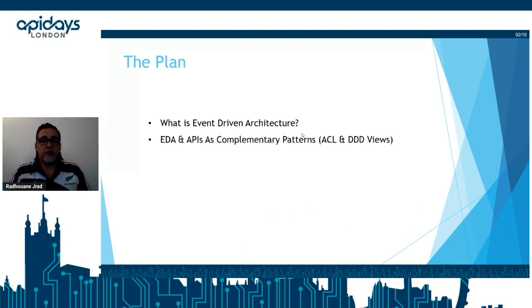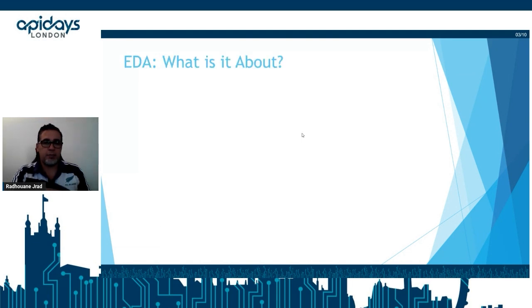So first of all, we're going to define event-driven architecture in case you don't know what it is, or to put it in context. Then we're going to talk about how the API-led architecture and the event-driven architecture are complementary patterns. And then we're going to present you with the framework for the EDA API pattern effectively.